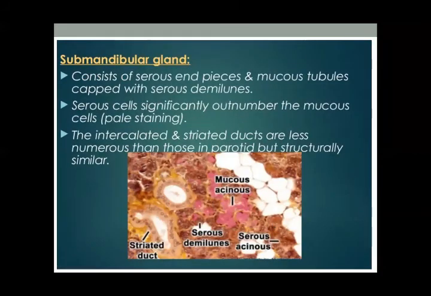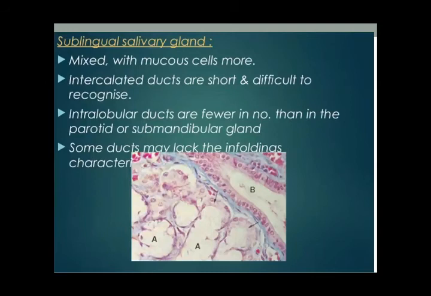Submandibular gland consists of serous and mucous acini, because tubules are capped with serous terminals; serous cells significantly outnumber the mucous cells. Pale staining. The intercalated and striated ducts are less numerous than those in the parotid, but structurally similar. Sublingual salivary gland is predominantly mucous cells; intercalated ducts are short and difficult to recognize. Intralobular ducts are fewer in number than in the parotid or submandibular glands. Some ducts may be seen in the folding of the gland.